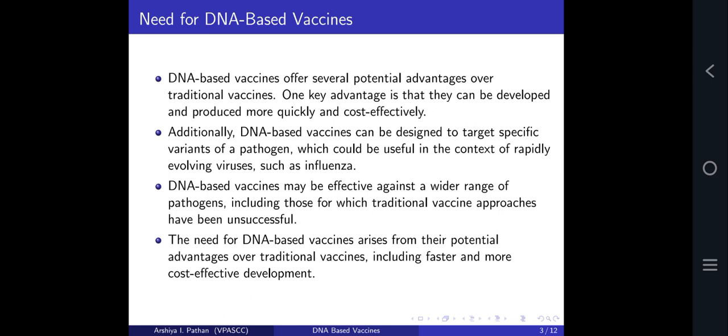Next, we see the need for a DNA based vaccine. DNA based vaccines offer several potential advantages over traditional vaccines. One key advantage is that they can be developed and produced more quickly and cost effectively. They can be designed to target specific variants of a pathogen, which could be useful in the context of rapidly evolving viruses such as influenza. DNA based vaccines can be effective against a wider range of pathogens, including those for which traditional vaccine approaches have been unsuccessful. The need for DNA vaccines arises from their potential advantages over traditional vaccines.